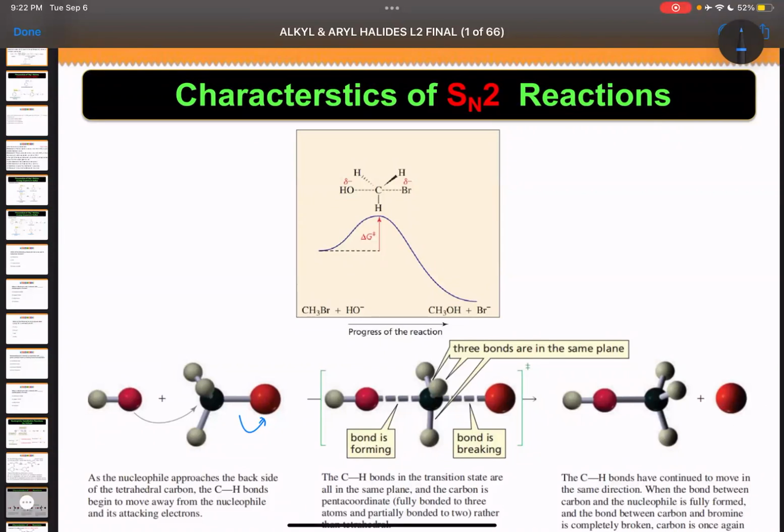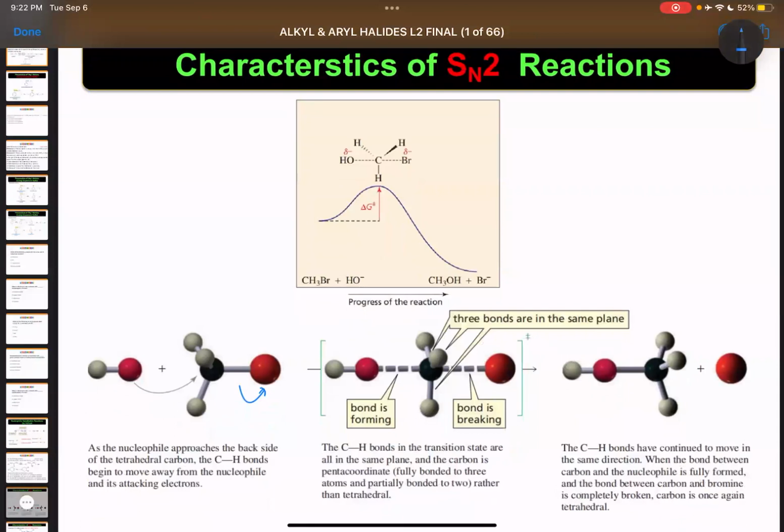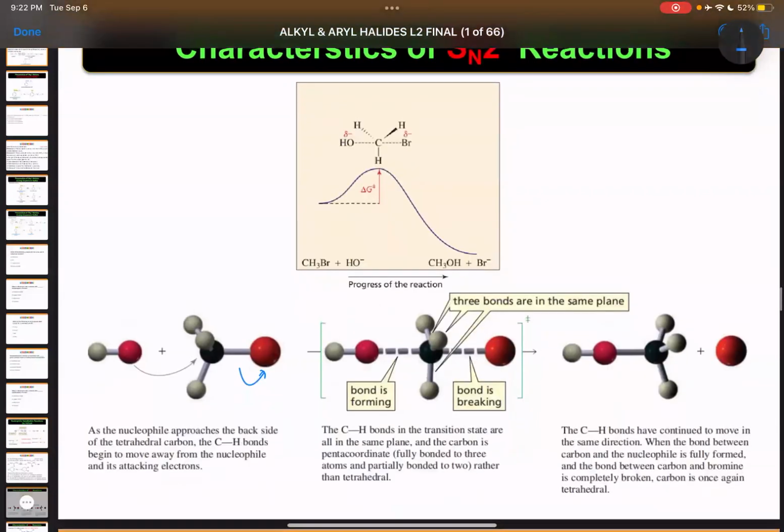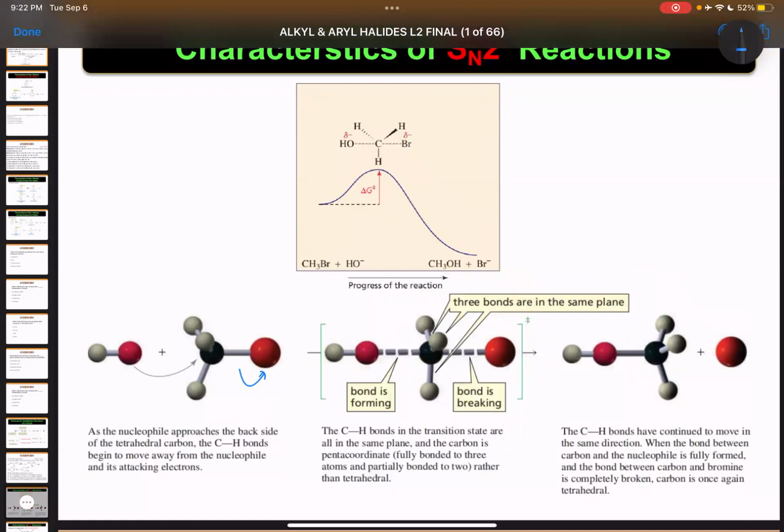So either you do them simultaneously, or you first remove the leaving group and then bring in the nucleophile. That is the SN1 mechanism. So the basics you are already aware of: SN2 is a single step reaction, known as a concerted mechanism, with simultaneous bond breaking and forming, and rearrangements are not possible. Is it clear?